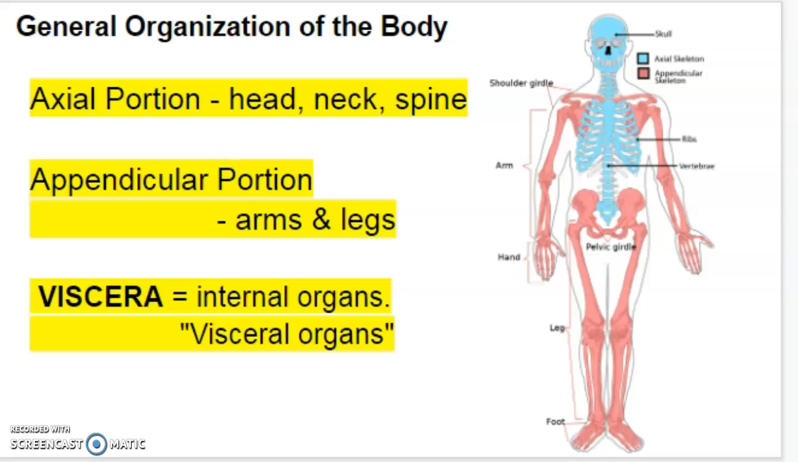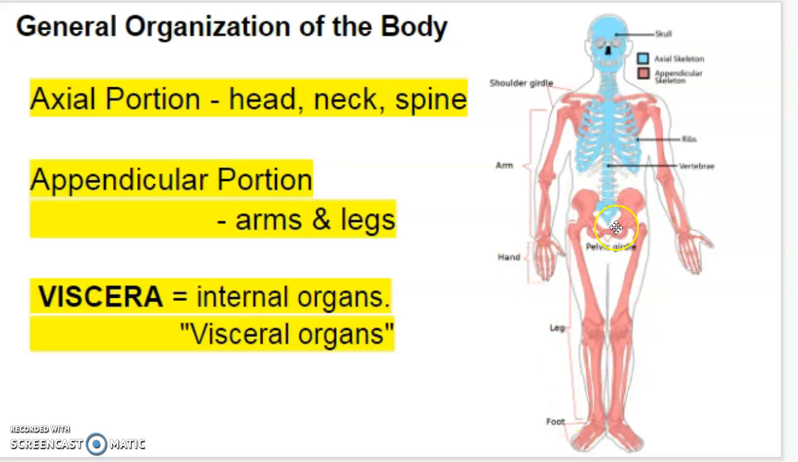The body can be broken down into two sections: the axial portion, which is the head, neck, and trunk or spine, and the appendicular portion, which is your arms and legs. So here with the blue is your axial skeleton, and then the red, which you can see, which we know that append means to hang, and you can actually see your arms and legs hanging from that axial skeleton.